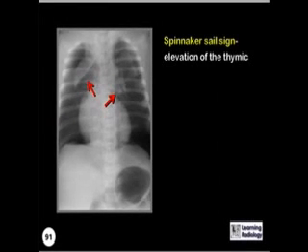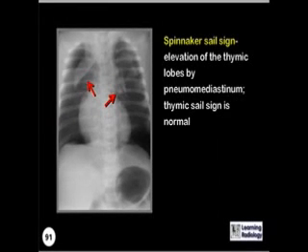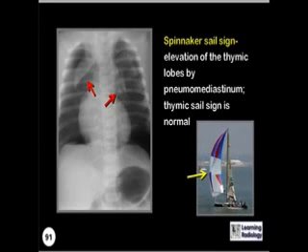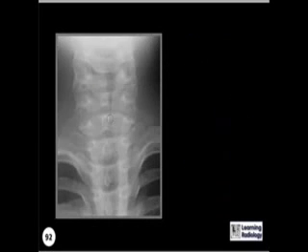This is the spinnaker sail sign, which is elevation of the lobes of the thymus by pneumomediastinum. The thymic sail sign is normal, and it's named after the spinnaker sail. What is this sign called?